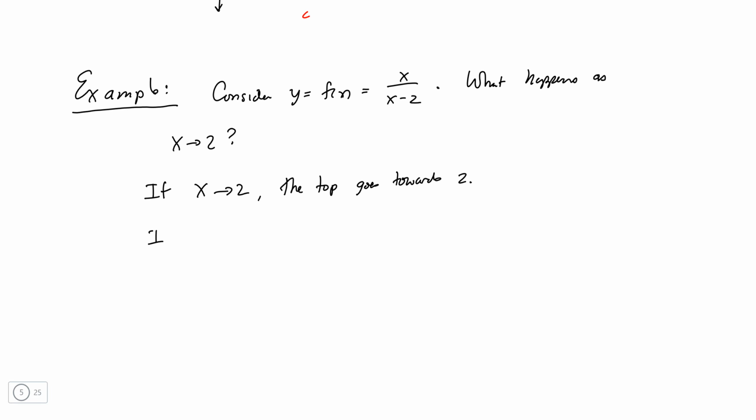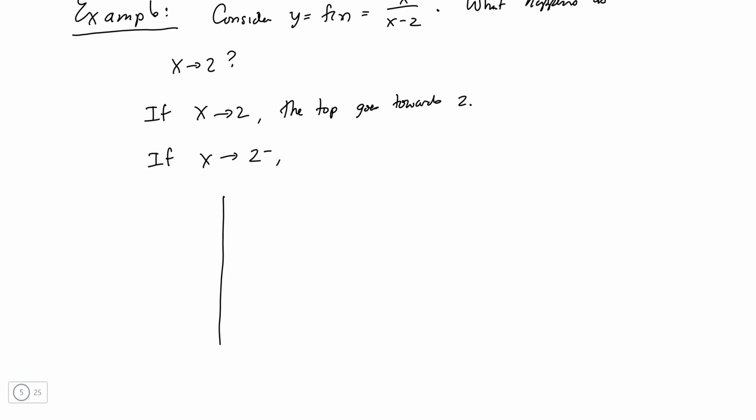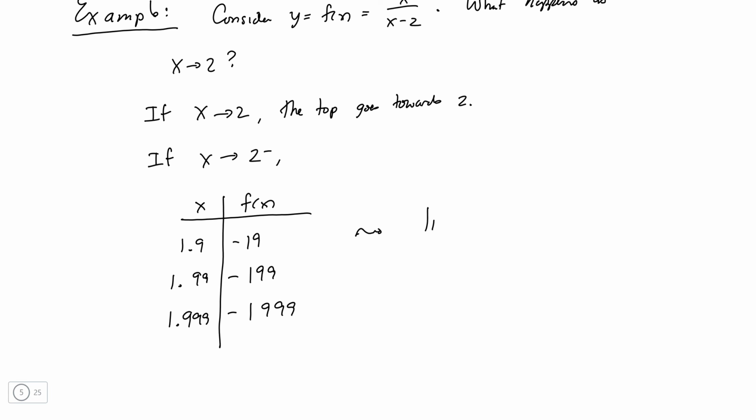Now let's consider what happens to the bottom as x goes to 2 from the left. Let's plug in some values into a table to get some intuition for this in case we don't see it right away. Let's say 1.9, 1.99, 1.999. This is negative 19, negative 199, negative 1999. We can see we're getting larger values in absolute value, but they're negative. So this might lead us to say that the limit as x goes to 2 from the left of f of x should be negative infinity.